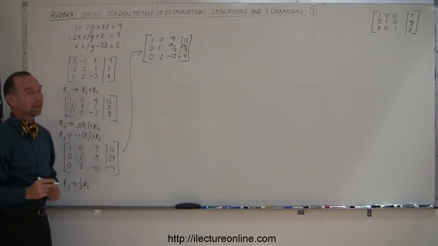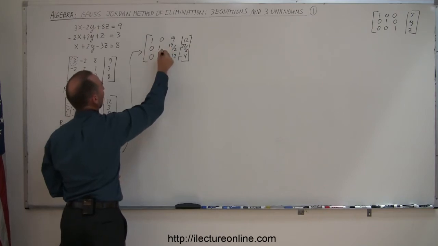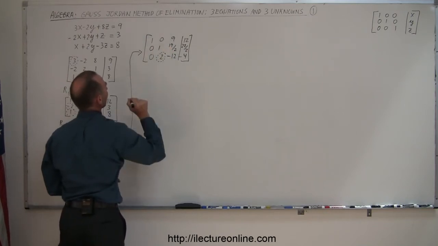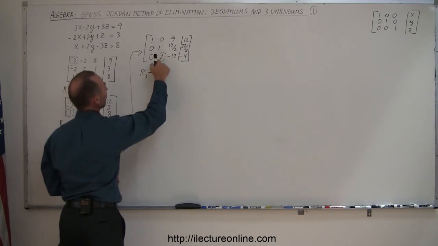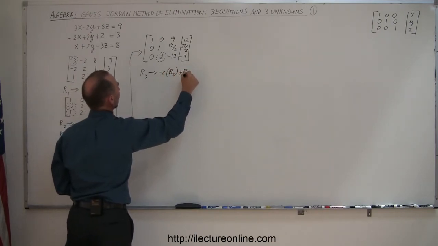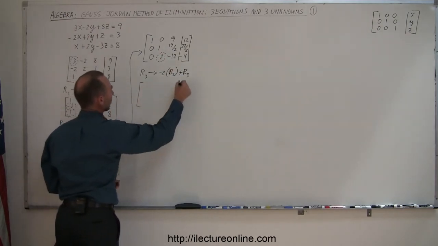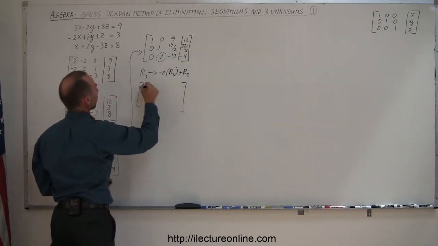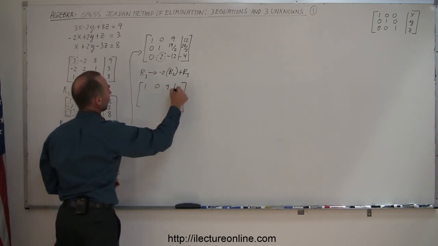All right, now the next step is to turn this and this into 0. Since that's already 0, I only have to worry about this one right here. So I'm going to take row 3 and replace it by the negative of this number times the row with the 1 in it, which would now be row 2, and adding it to row 3. And by doing that, this should go to 0. Let's see what happens. So I'm not changing row 1 at all, so that's still 1, 0, 9, and 12.